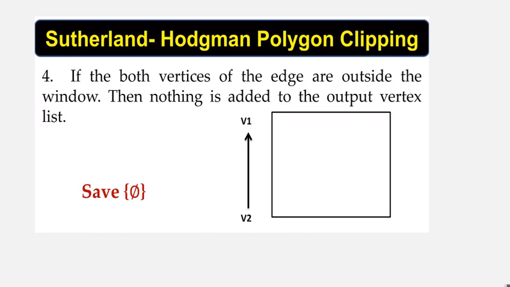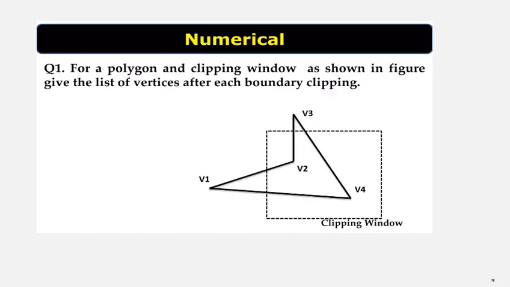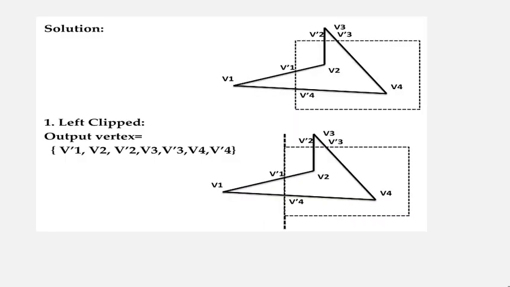Based on these cases, if we consider a particular example, then it will be this. So consider one numerical. Here they gave a numerical for a polygon and clipping window as shown in the figure. Give the list of vertices after each boundary clipping. This is the clipping window and the polygon given as this.